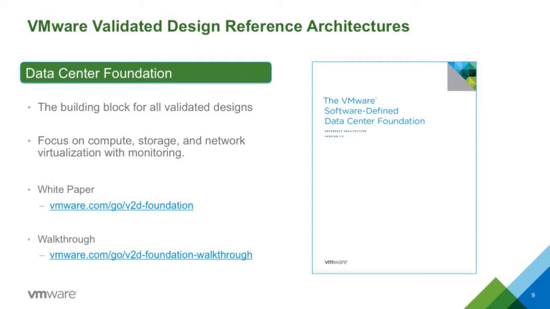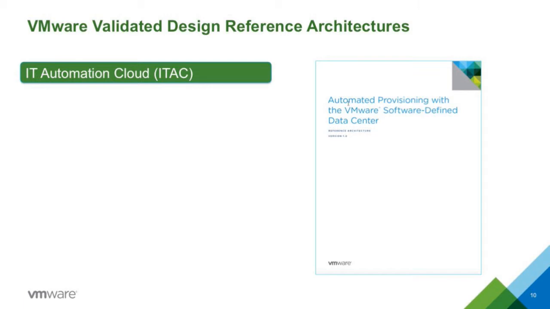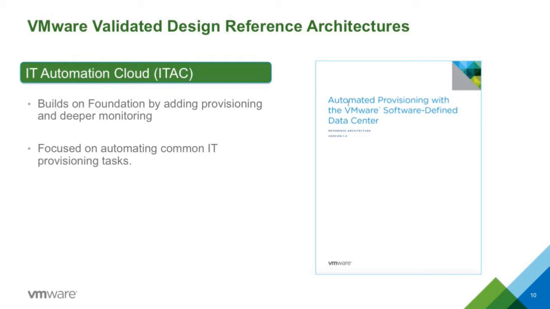Extending past the foundation, we have the IT Automation Cloud. This is for a single site, and it extends past just the basic foundational software-defined data center, the first foundation design, and we add in a couple additional areas. We focus on automating and provisioning using products such as vRealize Automation 6.0, so you can create blueprints for the services that you want to run in your data center, and create a highly available infrastructure for how you run and automate workloads in your environment.